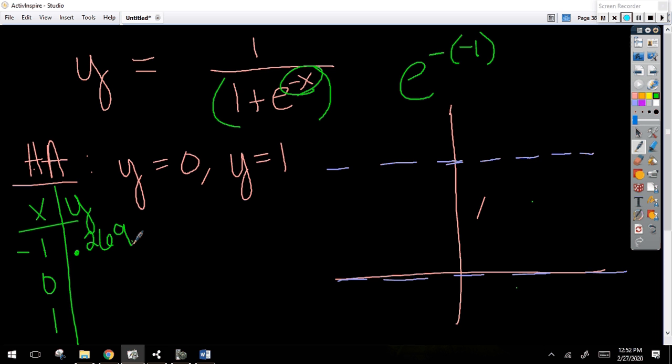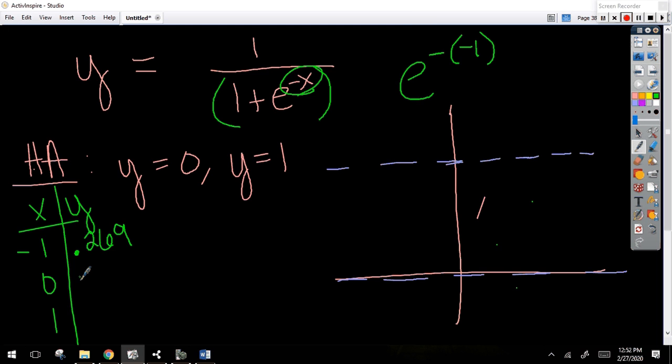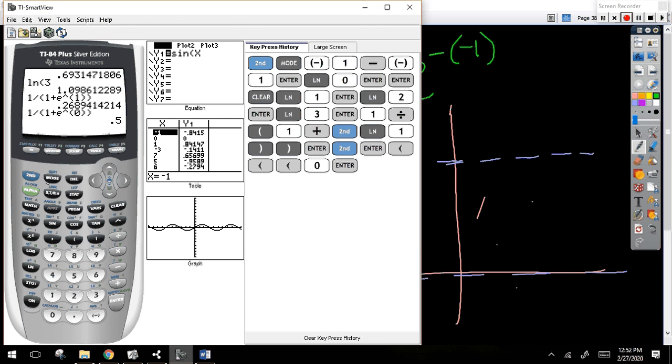If it's easier for you to put it in y equals and go to your table, then do that. That's fine too. Then 0: if you hit second enter, it'll pull up what you've already typed in, and you can just go right in and change it. 1/2. And finally 1, but it's going to be -1 because remember that negative in front. 0.731.